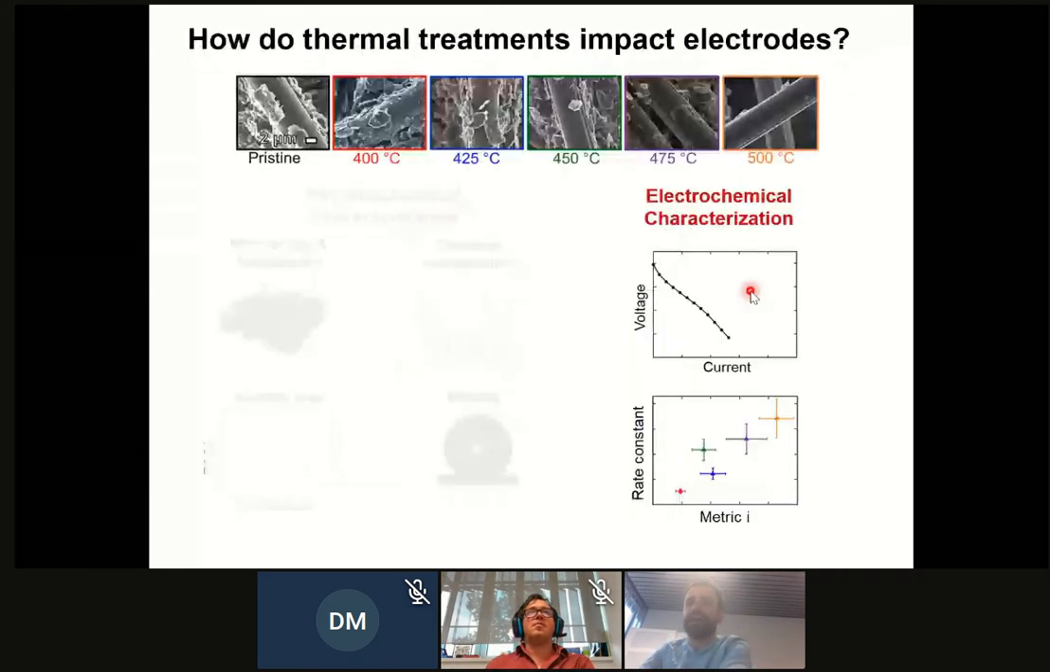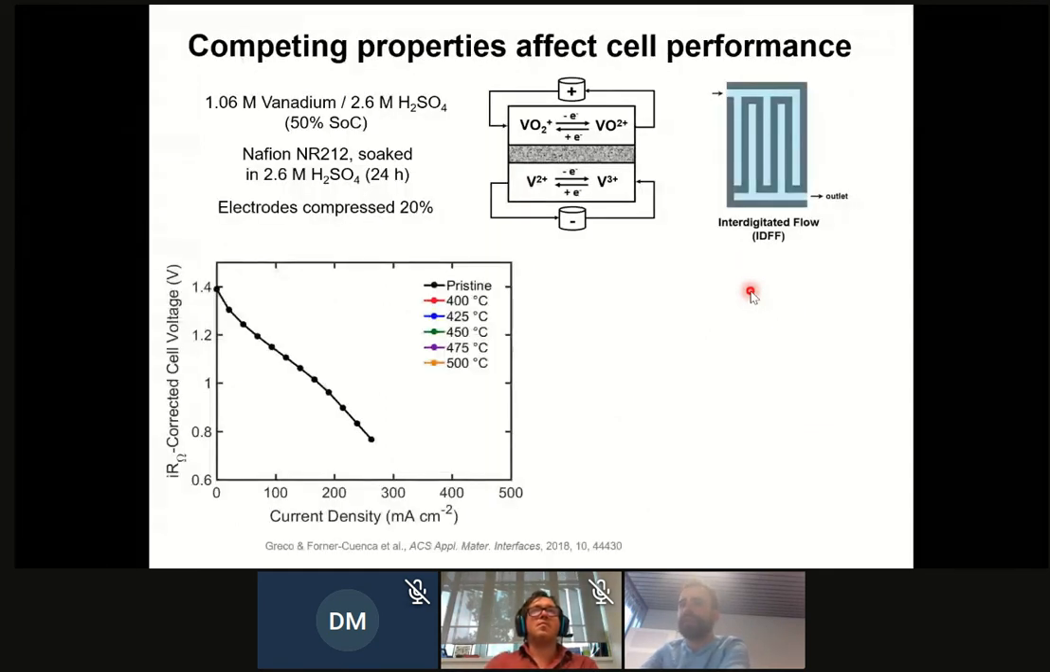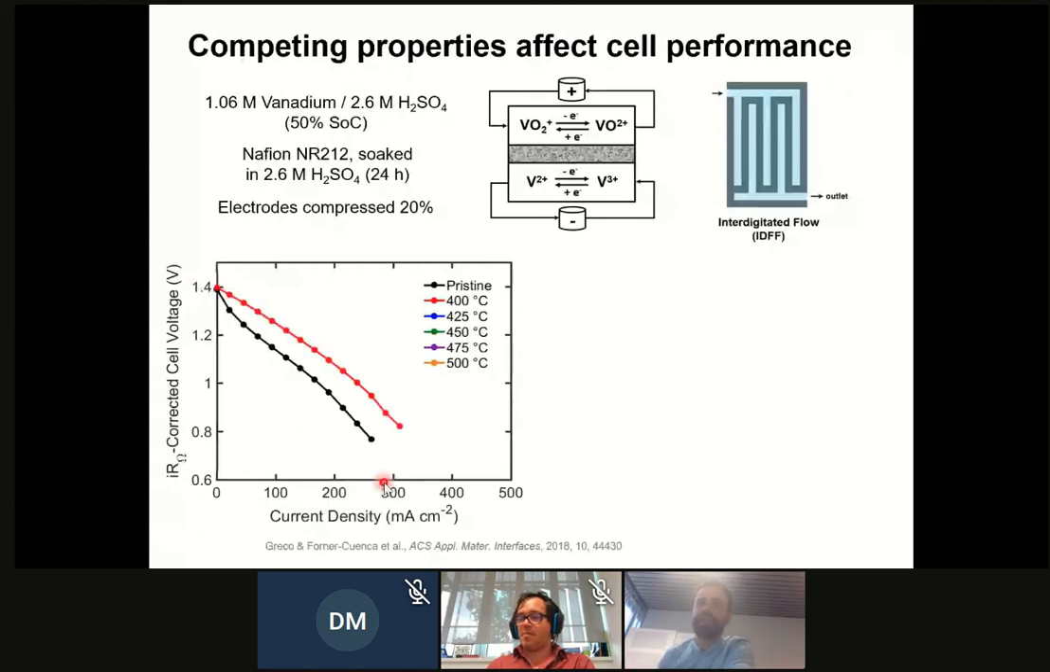And this is the last result in this story, which is now you put it in a vanadium flow battery, a full flow battery, so a catholyte and anolyte, and what you see is that the pristine electrode has this performance, this polarization. As you increase the temperature to 400, you get a pretty significant gain in performance. And as you go higher and higher, you start to see diminishing returns. So at some point you're going up, but then there is no significant difference anymore.